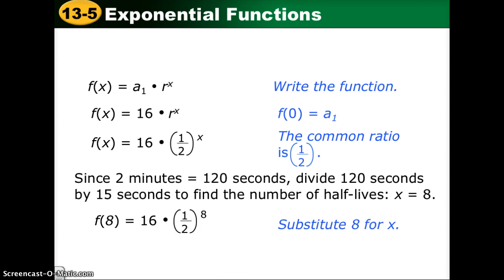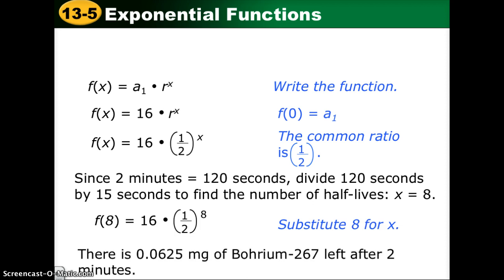So we substitute 8 for x. We take half to the 8th power times 16. There will be 0.0625 milligrams of borium-267 left after 2 minutes.